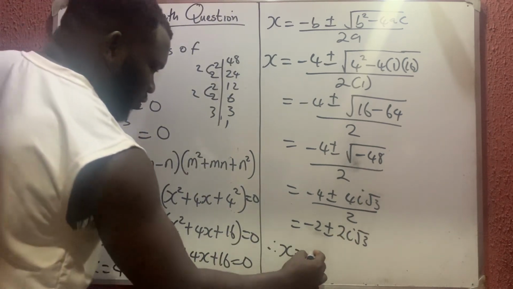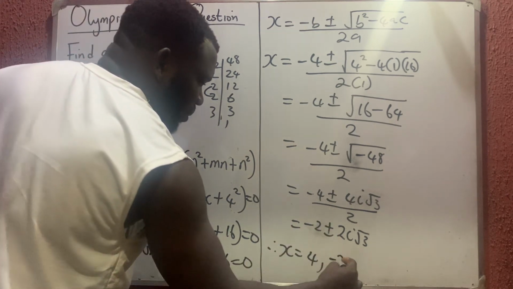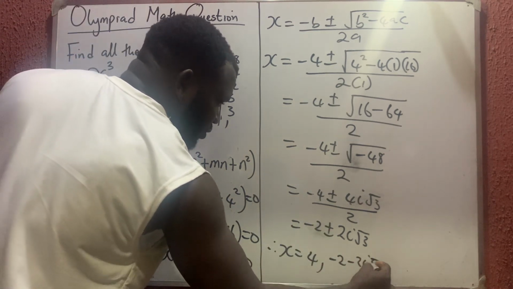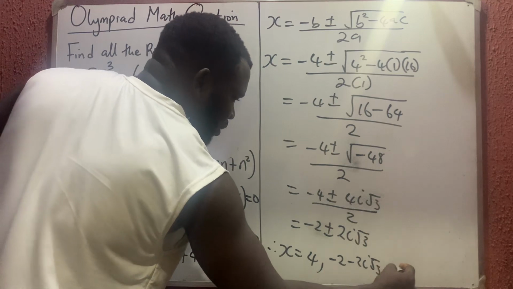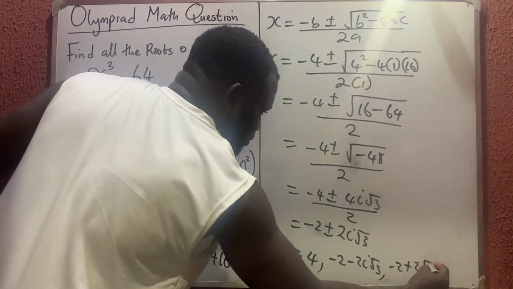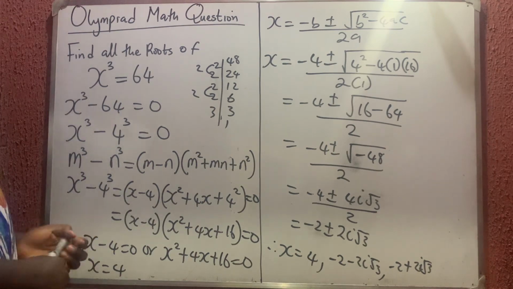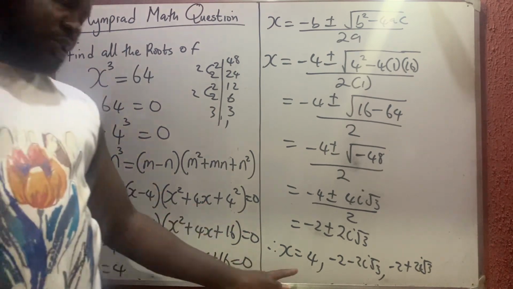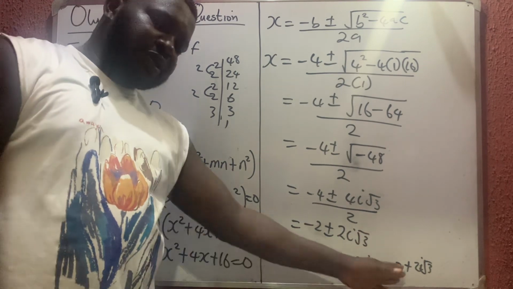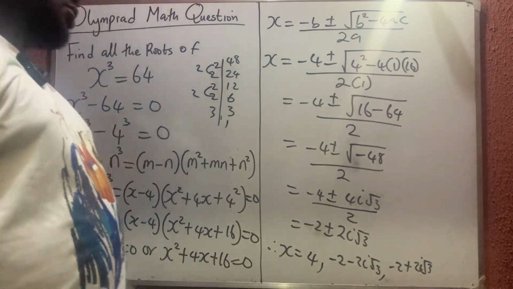So the solutions are x is equal to, the first one I got 4. The second one I got minus 2 minus 2i root 3. Then the last one is minus 2 plus 2i root 3. So these are the solutions of this. But the only real solution to this is this one. These other ones are complex numbers. This is the only real solution.